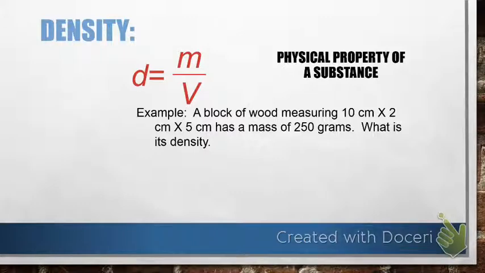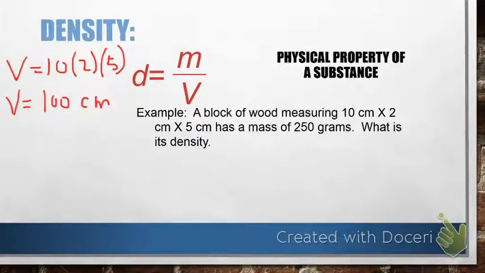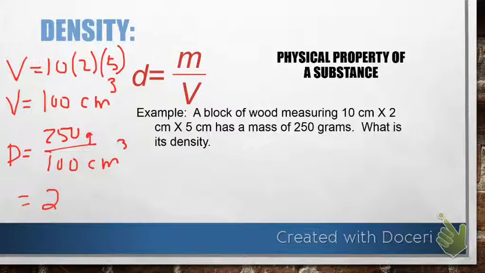The first step here is we need to solve for the volume. Volume is length times width times height, so we're going to have 10 times 2 times 5. So the volume is going to be equal to 100 cubic centimeters. Now we just plug that into the density. D is equal to the mass, 250 grams, divided by 100 cubic centimeters. I'm going to get 2.5 grams per centimeter cubed.